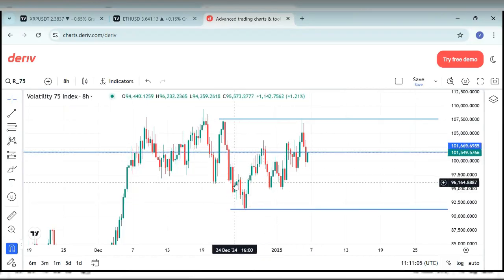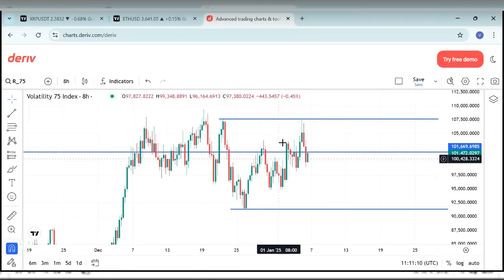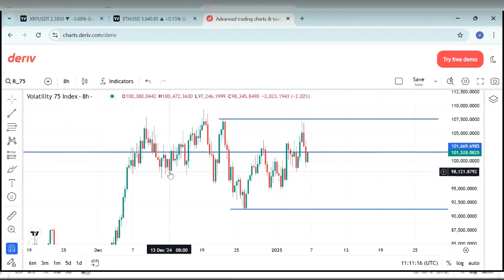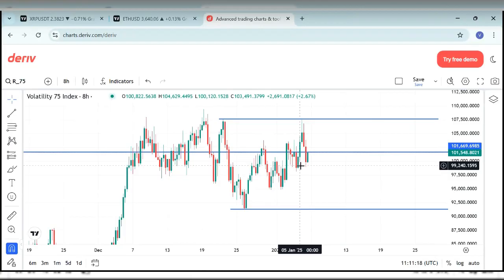Broke structure here, came back to this imbalance, and then reacted from this imbalance. Broke structure here, came back from this demand supply zone here. Can you see that? And then it has broken structure. So it's still bullish on the 8 hours, right?